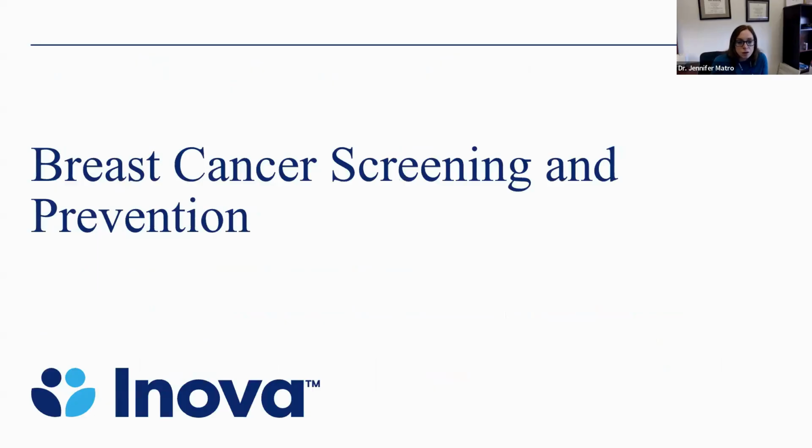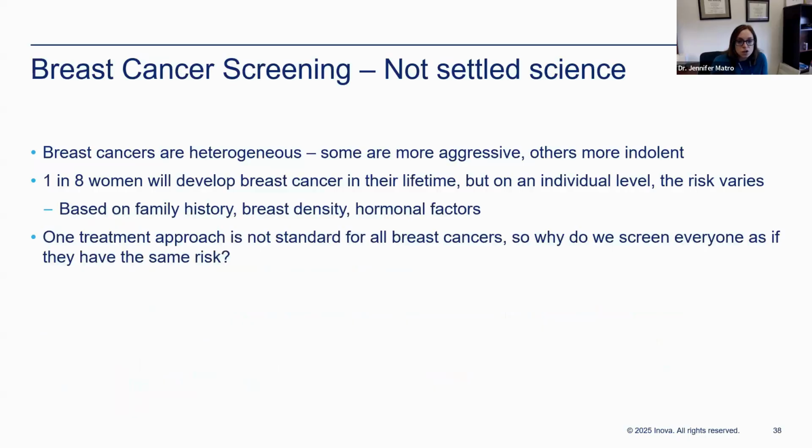Okay, so moving now on to breast cancer screening and prevention. So breast cancer screening, I don't talk about this often because most of my patients already have had breast cancer, and so sort of they don't meet the criteria for general population screening.